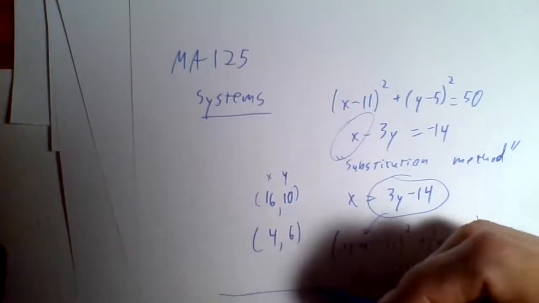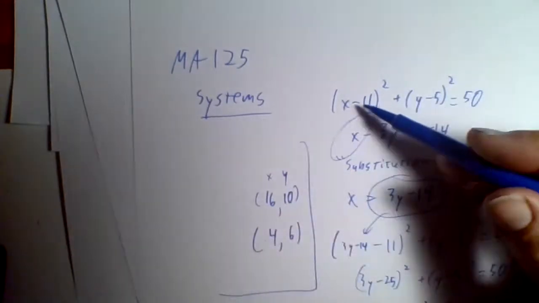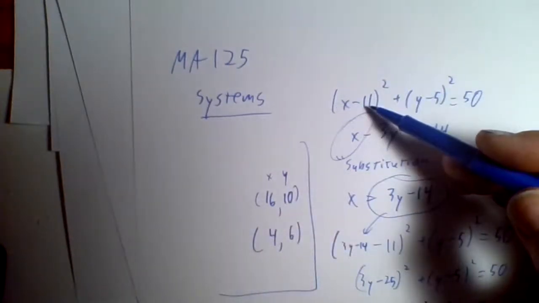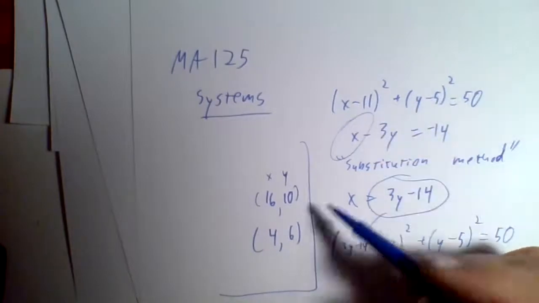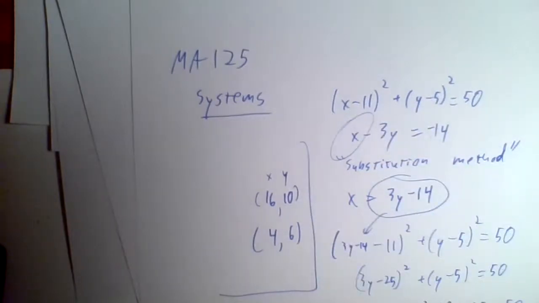You can check those if you want to, right? If you got 4 and 6, you got negative 7 squared is 49, 1 squared is 1, 49 plus 1 is 50. They're going to work just fine in both equations. Those are your 2 points of intersection if you graphed those things.